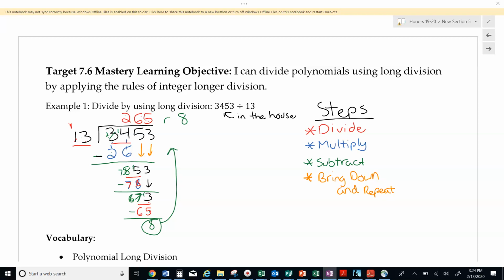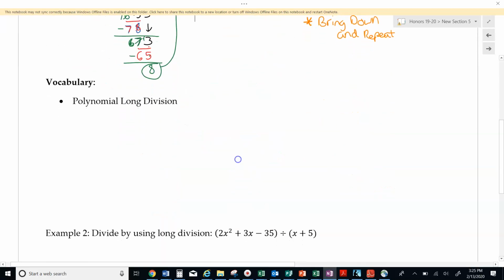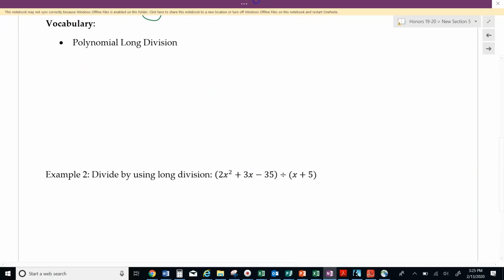We could also write this as 265 and 8/13. Fancy. Maybe we remember doing this when we were little. Possibly. Now let's look at how this is going to help us with polynomial long division.